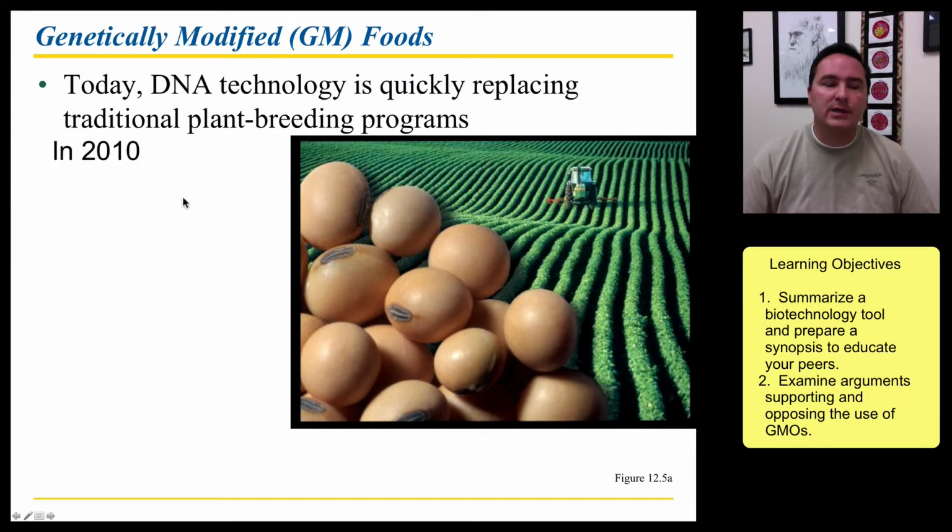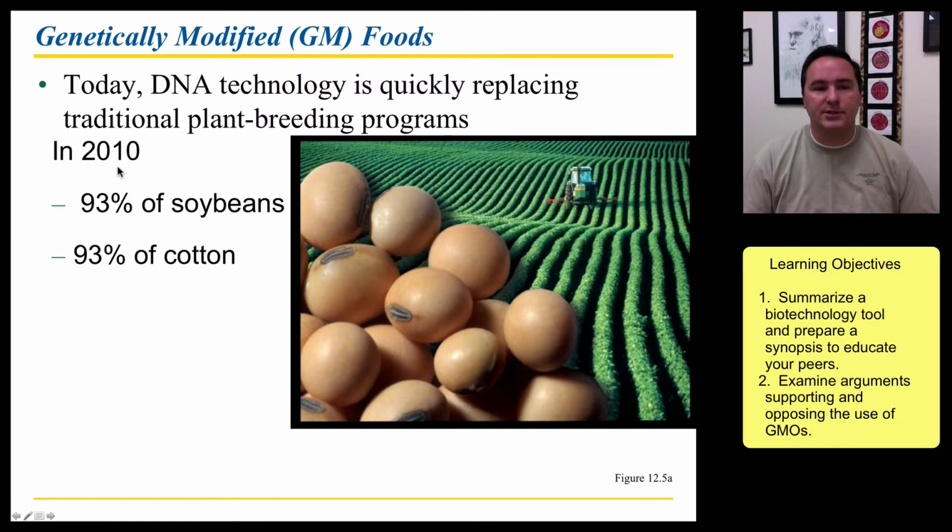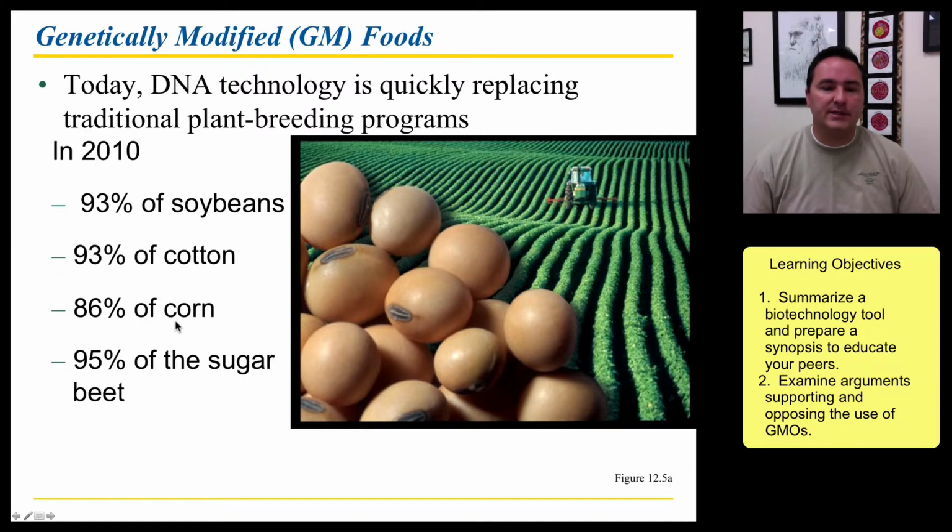But now we can actually go in and start changing the genetics in one generation. We don't have to go through this process of selective breeding. And so now, like 93% of soybean crops are genetically modified, 93% of cotton, 86% of corn, 95% of sugar beets. So a large proportion of all of the crops that are grown are genetically modified.